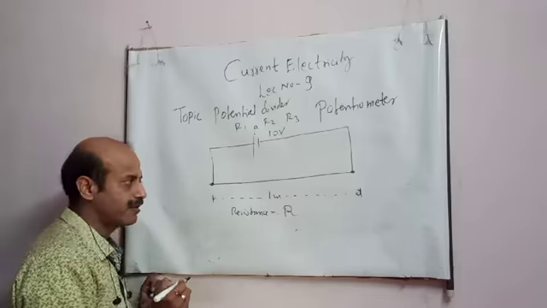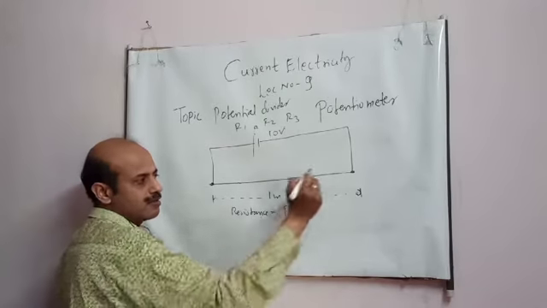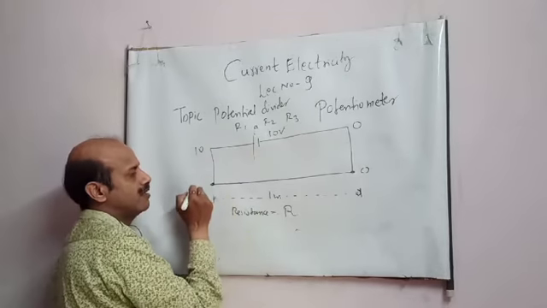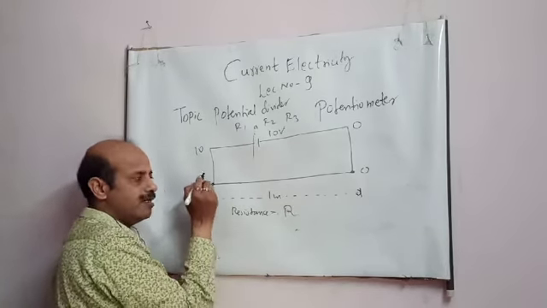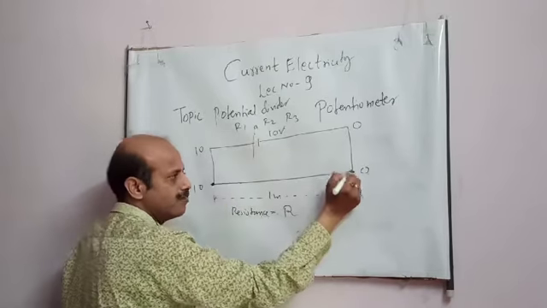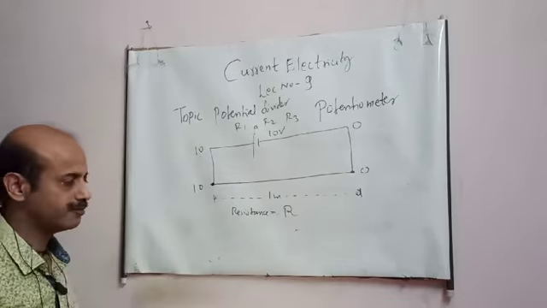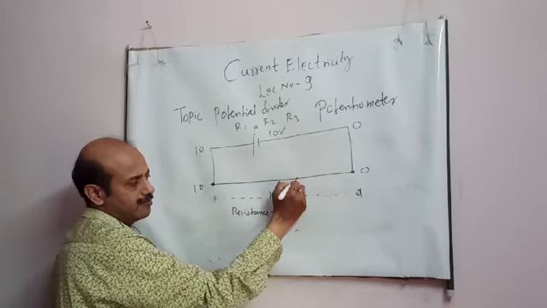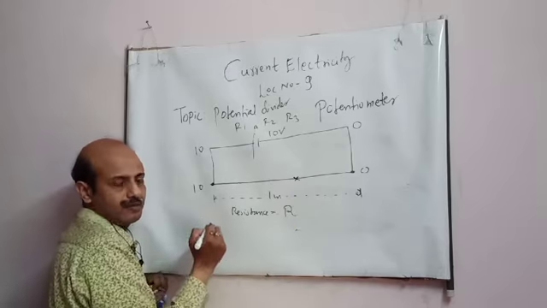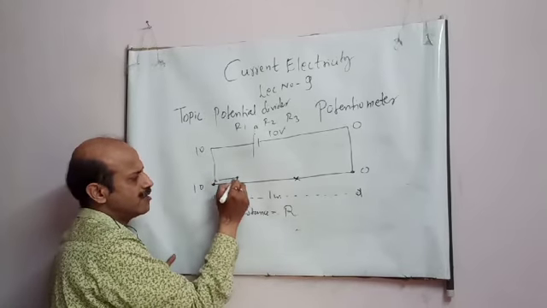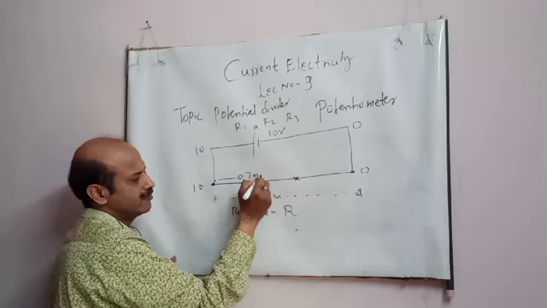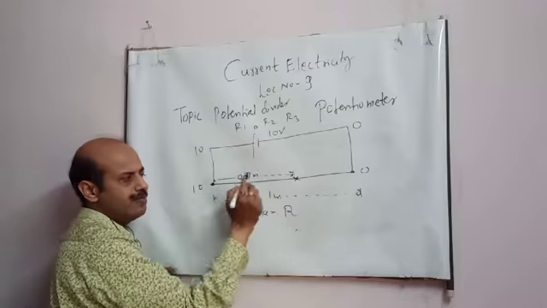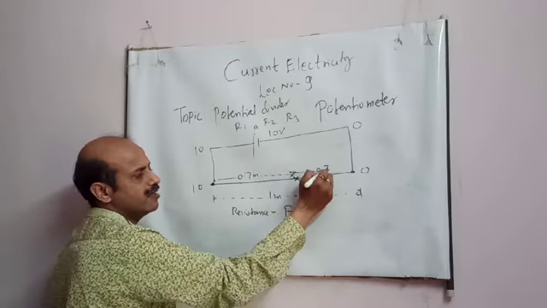Now students, by nodal analysis, if I take this as 0, this will be 10. Here the potential is 10, here the potential is 0. Now what I am doing is taking any point here, and say this point is at a distance of 0.7 meter. As I told you, the total length is 1 meter. This is 0.7 meter and this is 0.3 meter.